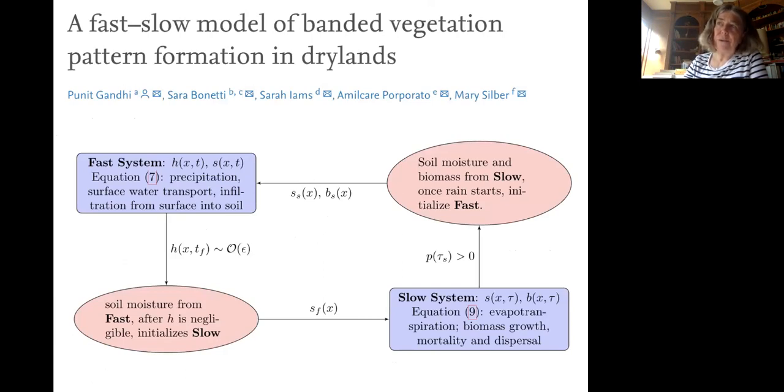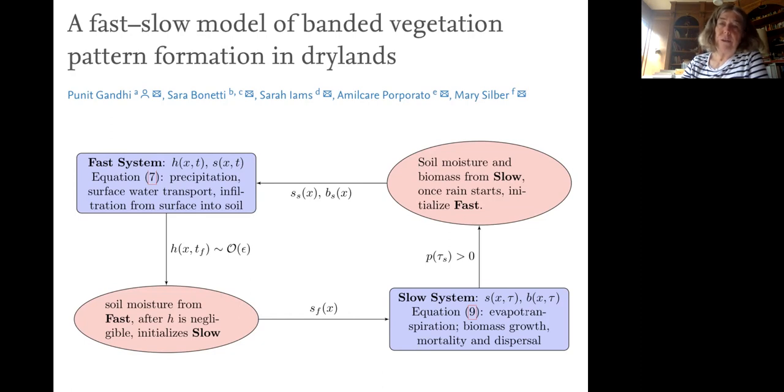And typically these reaction diffusion models are really meant to be focused on the biomass, which is the thing you can observe. It's hard to observe the water or the soil moisture. We just don't have access to that data. So we built this fast slow model working with a couple of ecohydrologists, Milcray Preparato and Sarah Benetti.